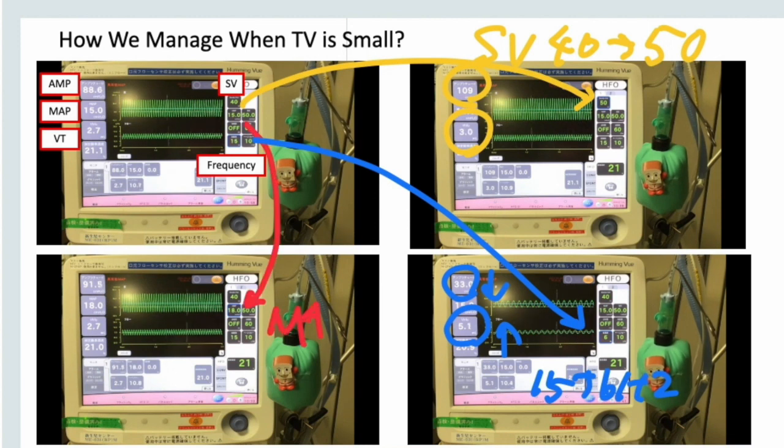Of course, raising the MAP to increase lung compliance is also an option. However, in a situation where the MAP is somewhat high, raising the MAP higher than that may not change the tidal volume much. For example, the same tidal volume can be increased using various parameters such as MAP, stroke volume, amplitude, frequency, and so on.